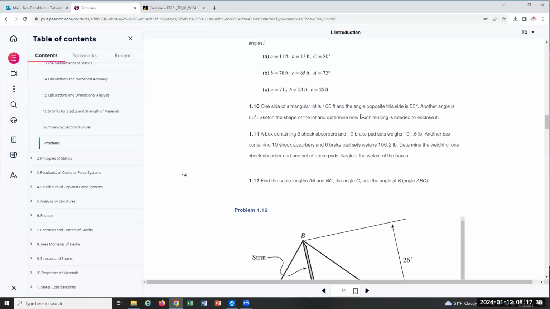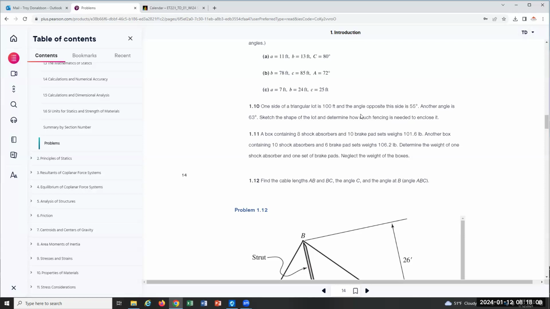55 opposite. And another angle is 63. So what's this angle? 62. Clearly not 90. Damn it. Let's get this done. All right, so now what do we do? It's a different game, right?